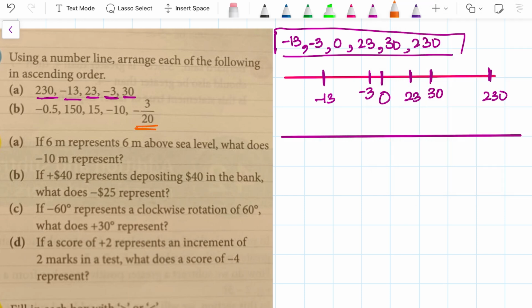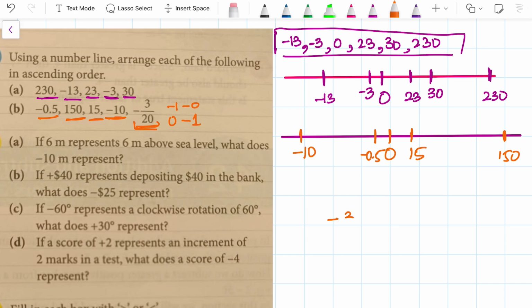Alright, a proper fraction means that it is between 0 and 1. Okay? Or minus 1 and 0. Minus 0.5. 150 to the extreme right hand side. 15 closer to 0 but on the right hand side. Minus 10 will be somewhere on the left hand side.